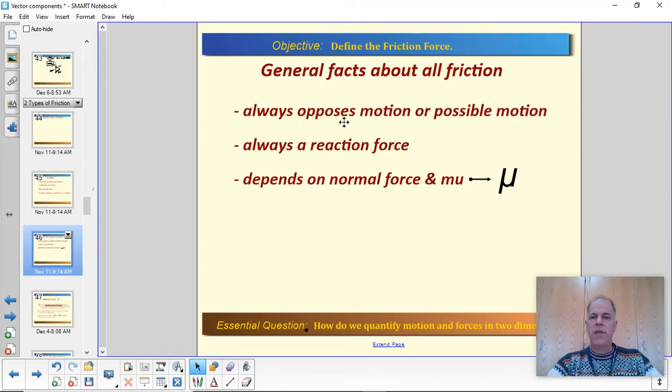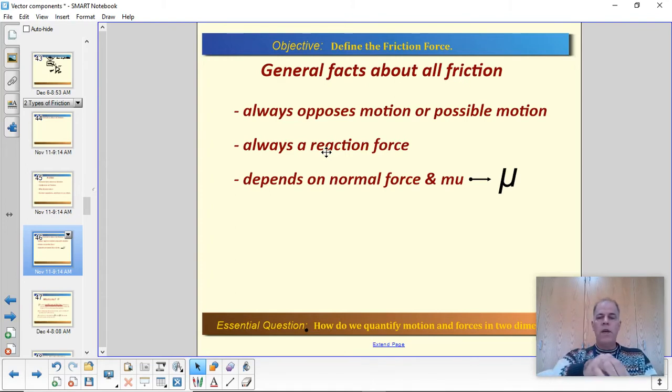Okay, the first thing is that it is always a force that opposes motion or possible motion, and it's always a reaction force. Now, these two actually go together here. So I have my hands together here, and I try to slide one across the other, I have trouble doing it because there's friction. So the frictional force between my hands is opposing the sliding. However, it's always a reaction force, meaning that there is no friction if I'm not trying to slide my hands.